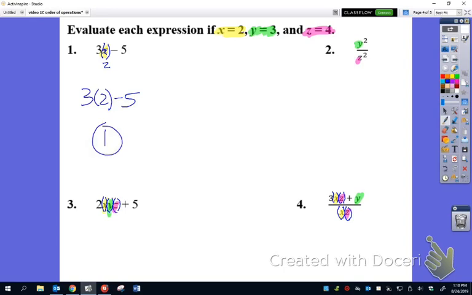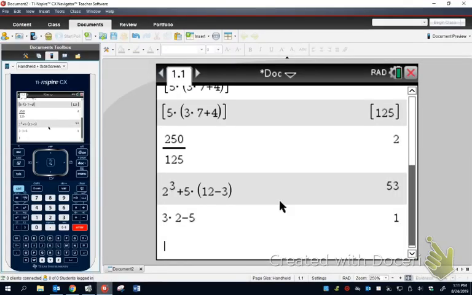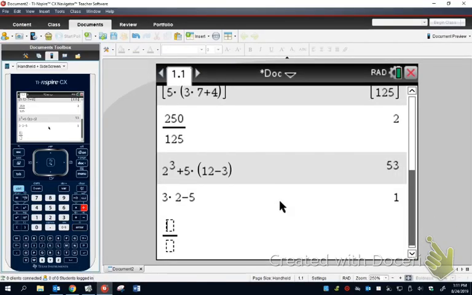On this one, y is 3. So 3 squared over z is 4, 4 squared. Now some of you really like marking that out and putting it right there. That's fine. So some of you like to rewrite it, some of you like to mark it out. Either way, whichever is more successful for you, that's what I want you to do.